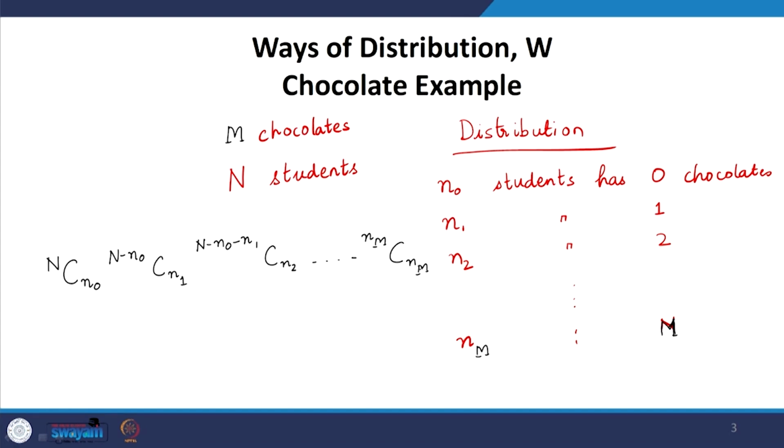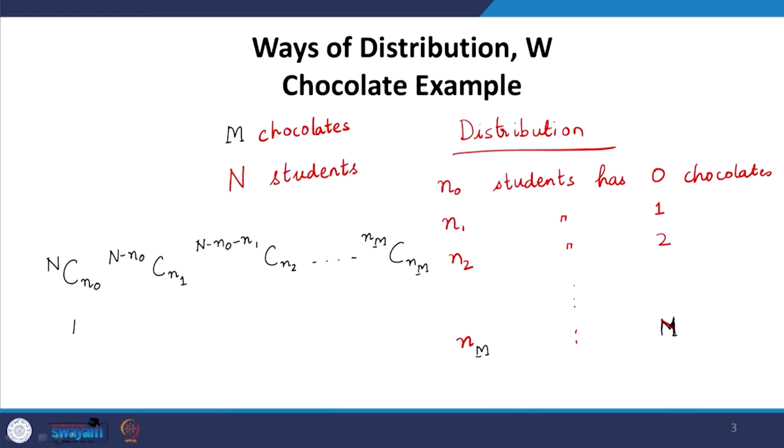This is where we use the idea of AND probability. First we pick n0 students, and then we pick n1 students from the remaining, and so on. So, we have to multiply the combinations to find the number of ways.